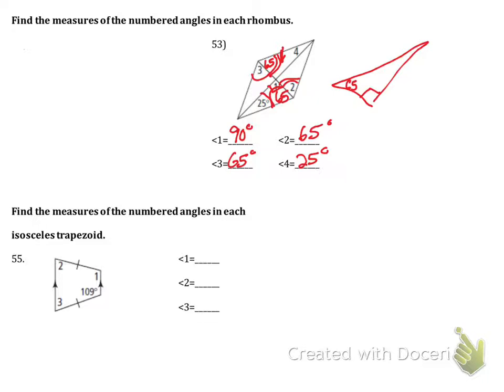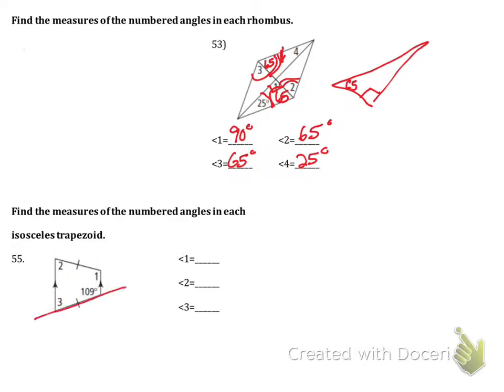All right, 55, isosceles trapezoid. So an isosceles trapezoid, this is parallel to this, right? And this side is equal to this side. So that means the base angles are going to be congruent. So 2 is equal to 3, right? So here's where we start on this one.